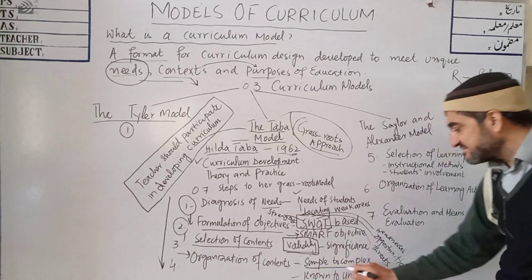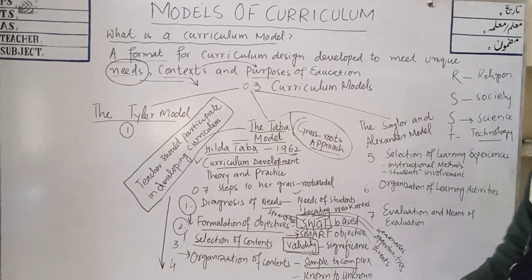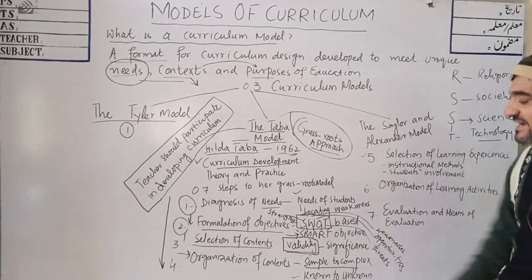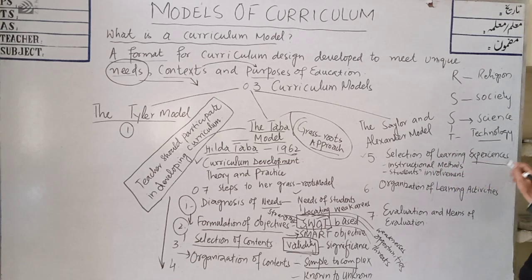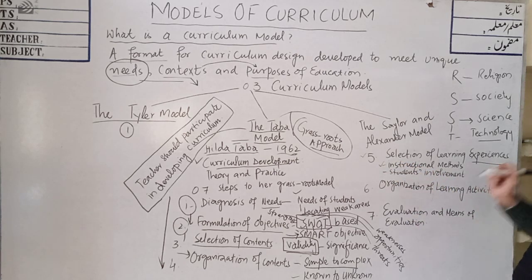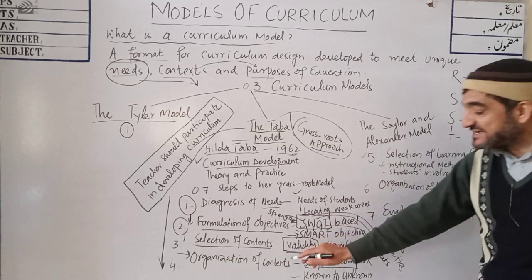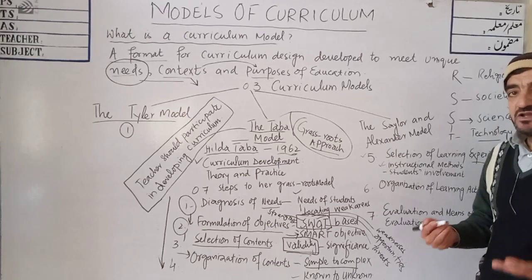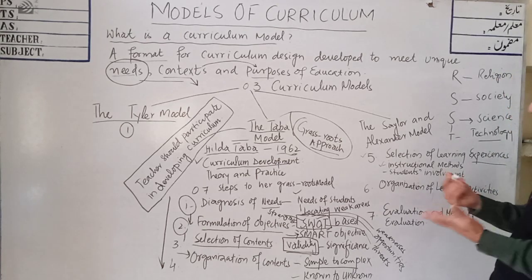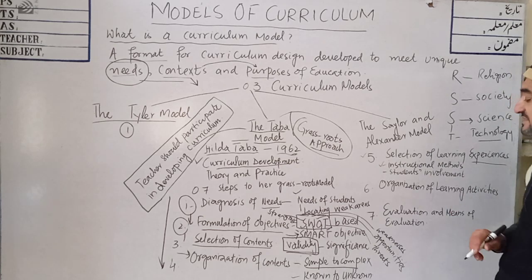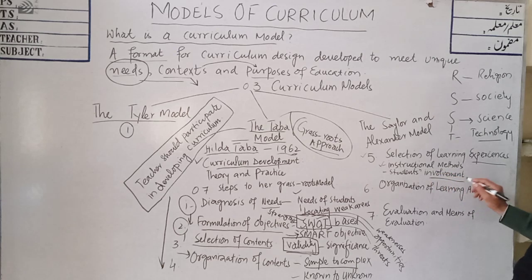Simple to complex or known to unknown. This should be the criteria. Then the fifth one, after the organization, selection of learning experiences. Learning experiences means what instructional methods will be used for the teaching of those contents. If the contents are highly qualified, but the teacher is not capable to teach and do justice to the contents, then contents are useless.